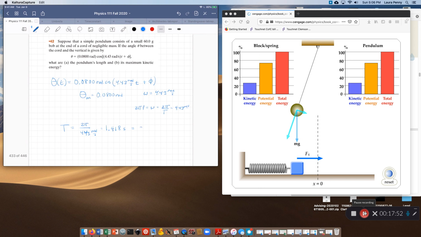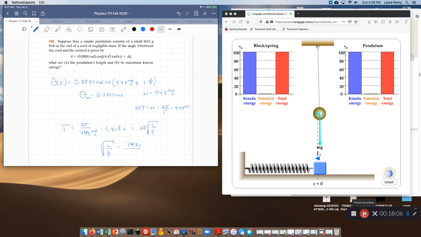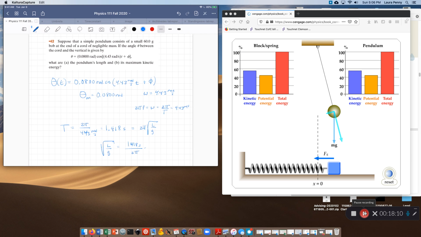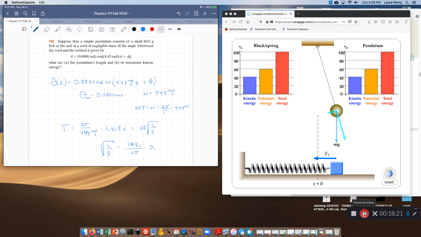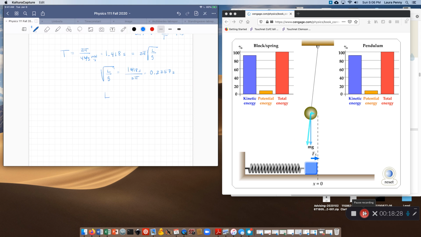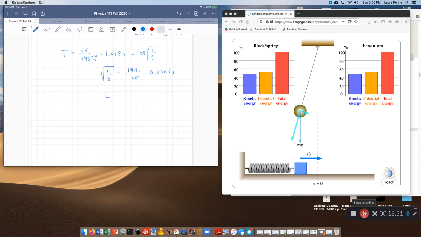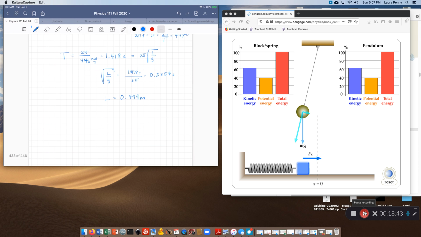And then, this is really doing it the long way, but T is equal to 2 pi times the square root of L divided by g. So then the square root of L divided by g is 1.418 seconds divided by 2 pi, which is 0.2257 seconds. I should have done this in a shorter way. And then if I square everything and multiply by 9.8, I end up with 0.499 meters.